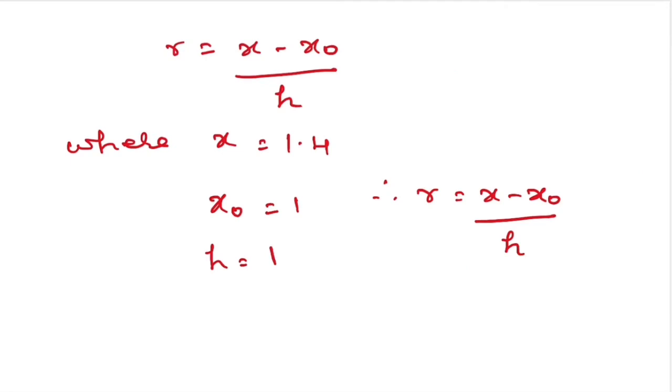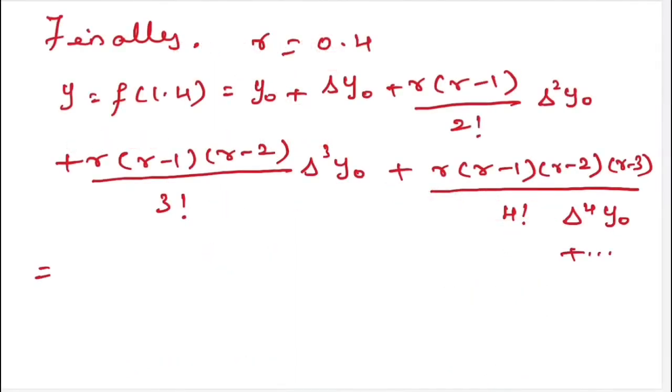So therefore to find r, which is equal to x minus x naught by h, substitute the values: 1.4 minus 1 by 1, which is equal to 0.4. So therefore your r value is 0.4. So finally substitute in the formula. So y is equal to f of 1.4 is equal to y naught plus r del y naught plus r into r minus 1 by 2 factorial del square y naught plus etc. So that is your formula.